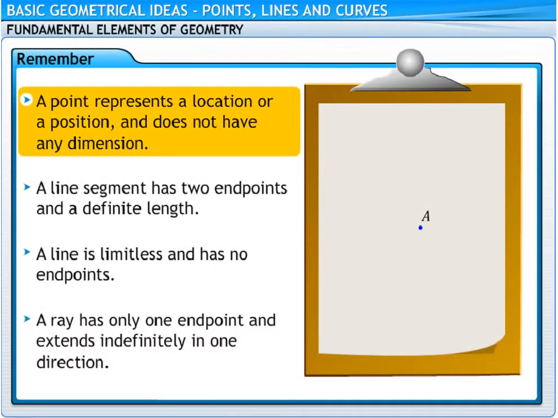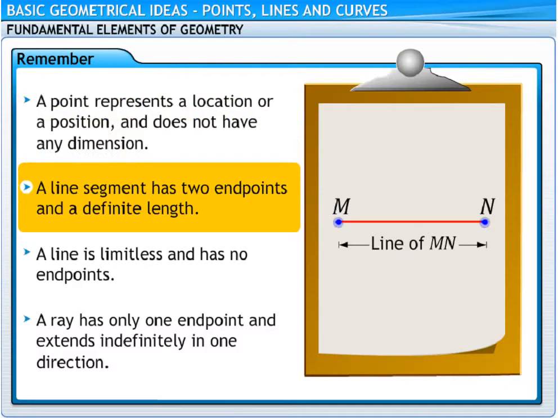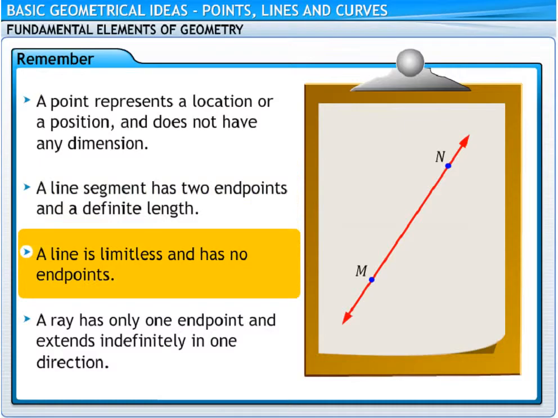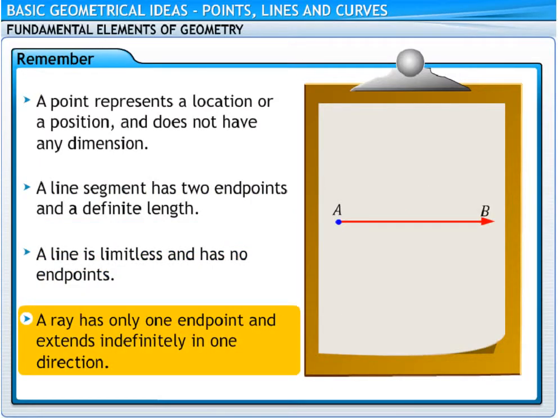Remember, a point represents a location or a position and does not have any dimension. A line segment has two endpoints and a definite length. A line is limitless and has no endpoints. A ray has only one endpoint and extends indefinitely in one direction.